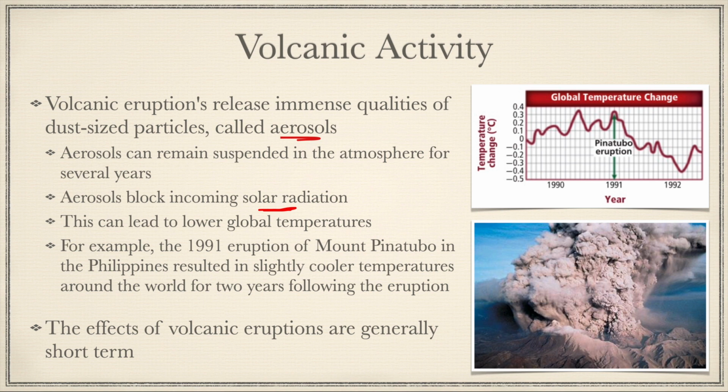We see here that in 1991, the eruption of Mount Pinatubo in the Philippines resulted in slightly cooler temperatures around the world for 2 years following that eruption. So we actually had these 2 years here of cooler temperatures. The effects of volcanic eruptions are generally short term, a year or two, and then they dissipate because those aerosols tend to fall out of the atmosphere either on their own or they're washed out by rain and stuff like that.